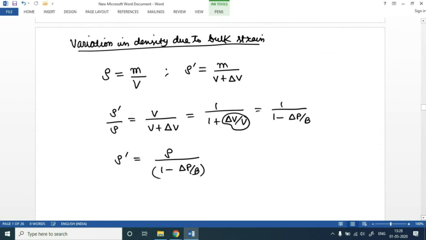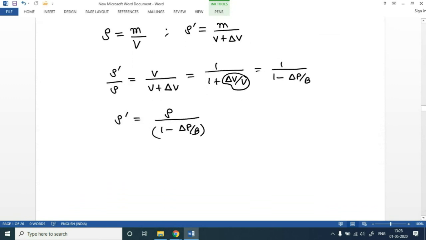Okay, and I am now going to introduce one very special case, for example, for solids. For solids, you realize that the compressibility is very small. It is very difficult to compress, so its bulk modulus is going to be very large.